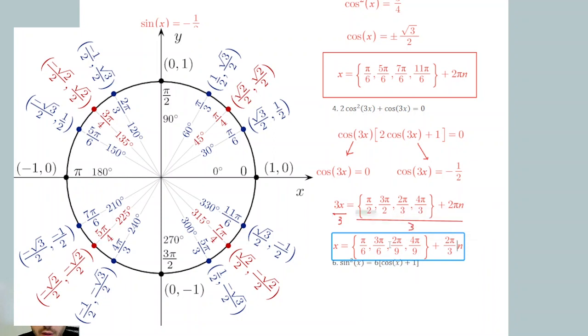So it looks like we got a couple things here that can be reduced. 3 pi over 6 reduces to pi over 2. 2 pi over 9 doesn't reduce, and 4 pi over 9 doesn't reduce either. So there we go. All right, so those are going to be our solutions.